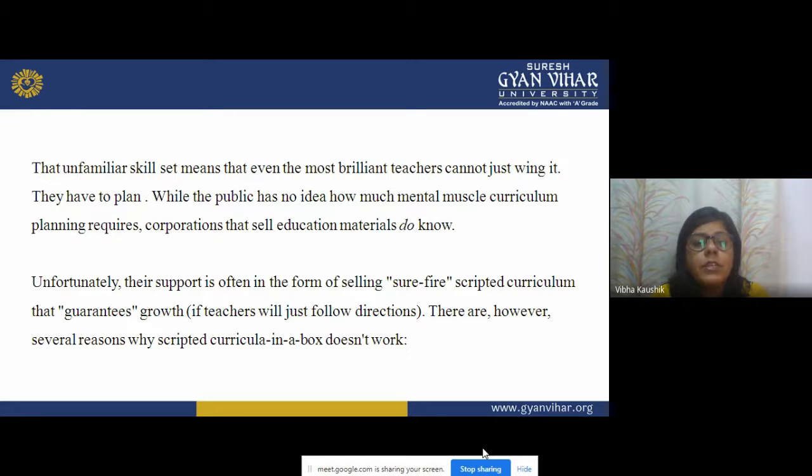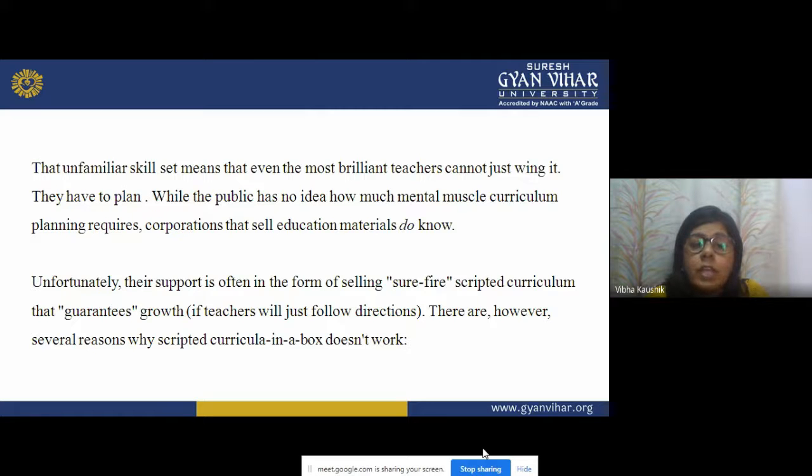That unfamiliar skill set means that even the most brilliant teacher cannot just wing it. They have to plan. It means the most brilliant teachers also have to make a lesson plan when they are going to teach the students. While the public has no idea how much mental muscle curriculum planning requires. What they are saying is that it requires a lot of pain, a lot of responsibility by the teachers to prepare a lesson plan.